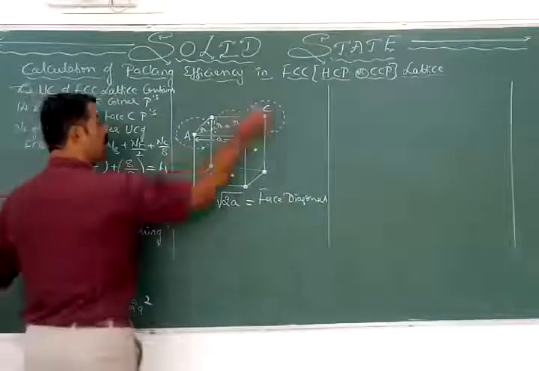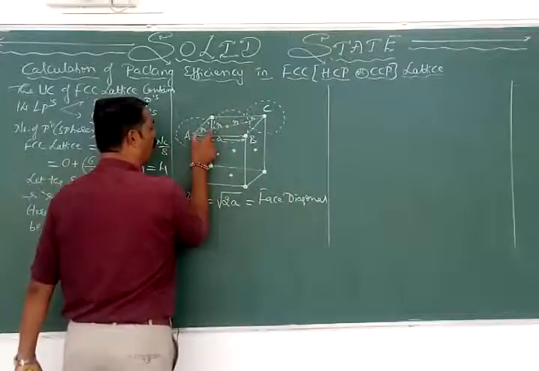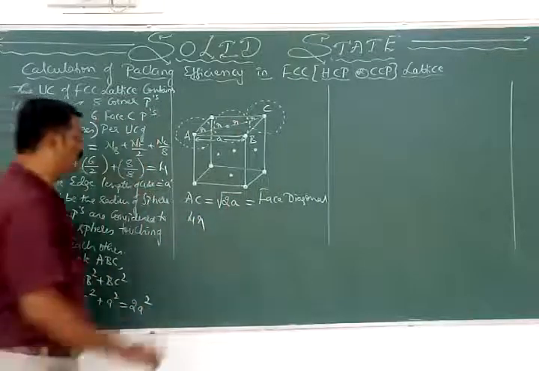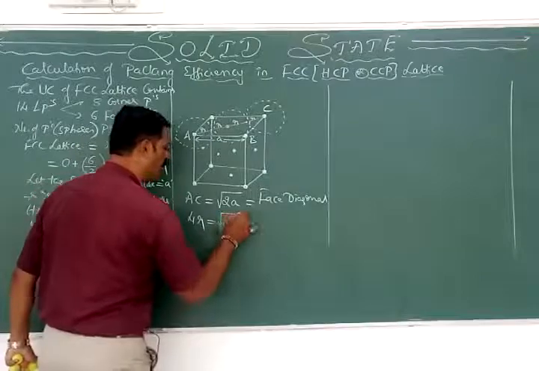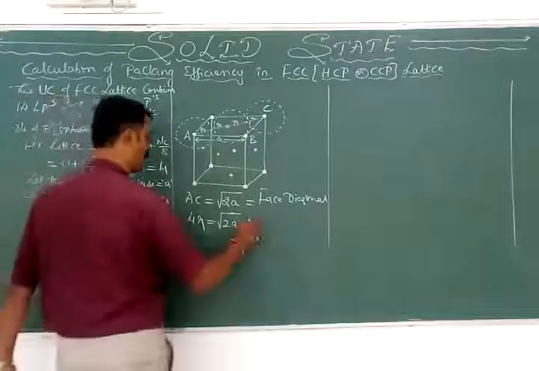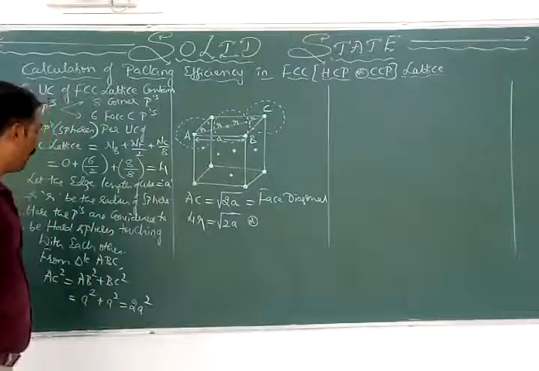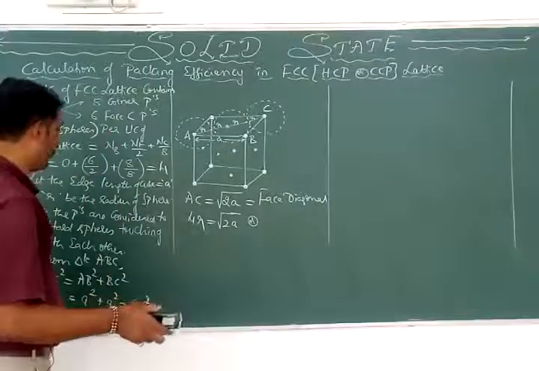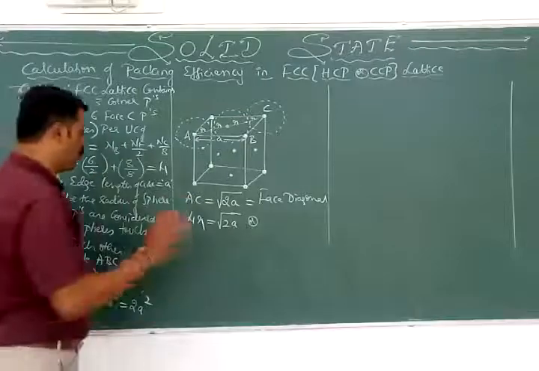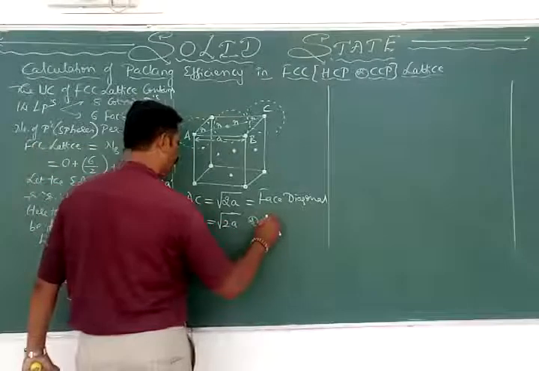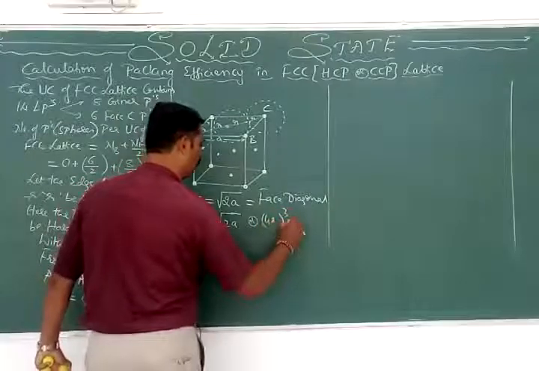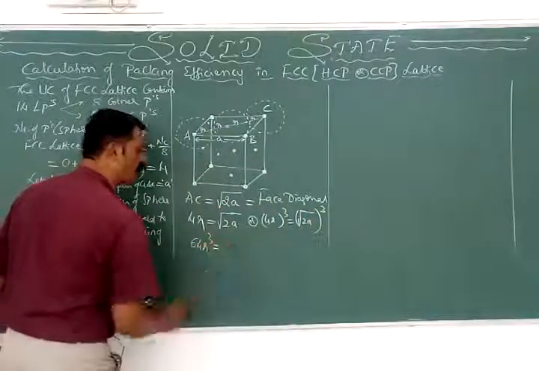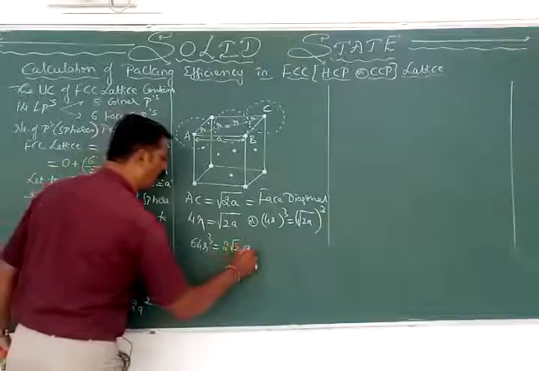But what is AC here? AC is equal to this plus this plus this plus this. This is R, this is R, this is R, this is R. Totally it is 4R, and that is equal to root of 2 into A. Suppose I need the volume of that cube. If I have the cube on both sides, can I say 4R whole cube is equal to root 2 into A whole cube? That is 64R cube is equal to 2 into root 2 into A cube.